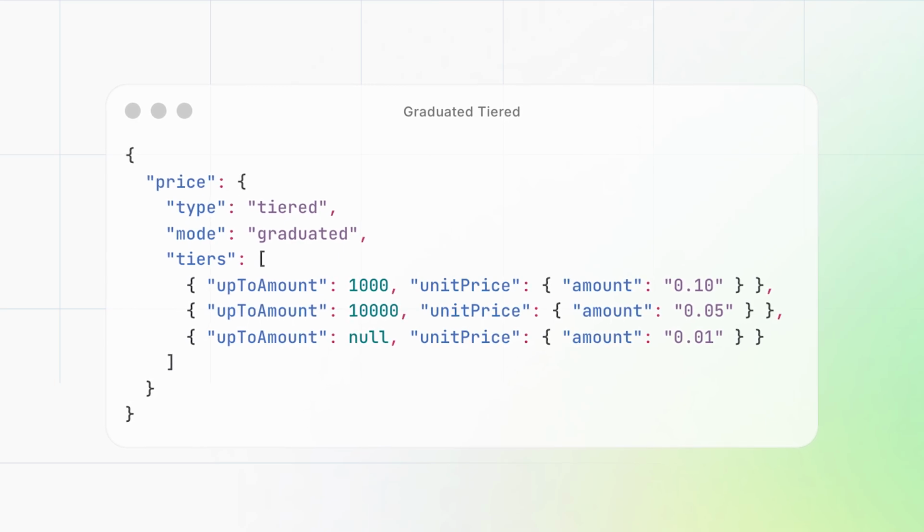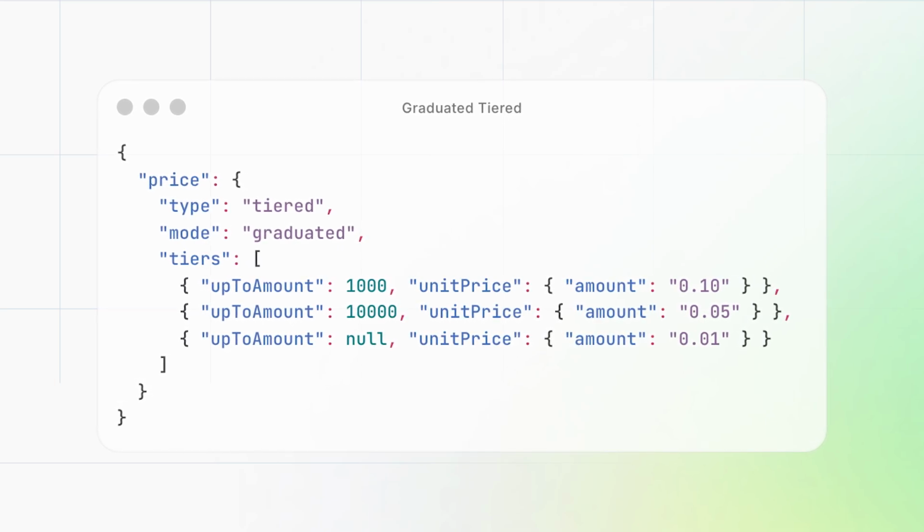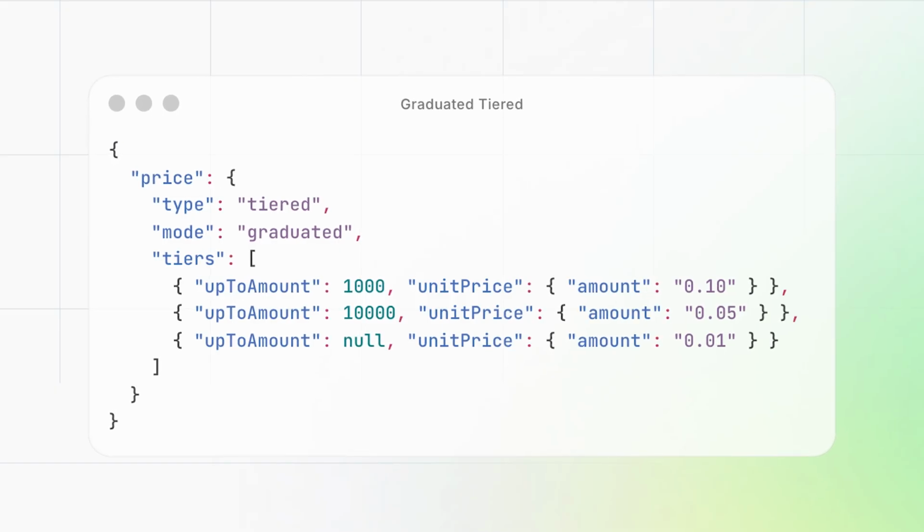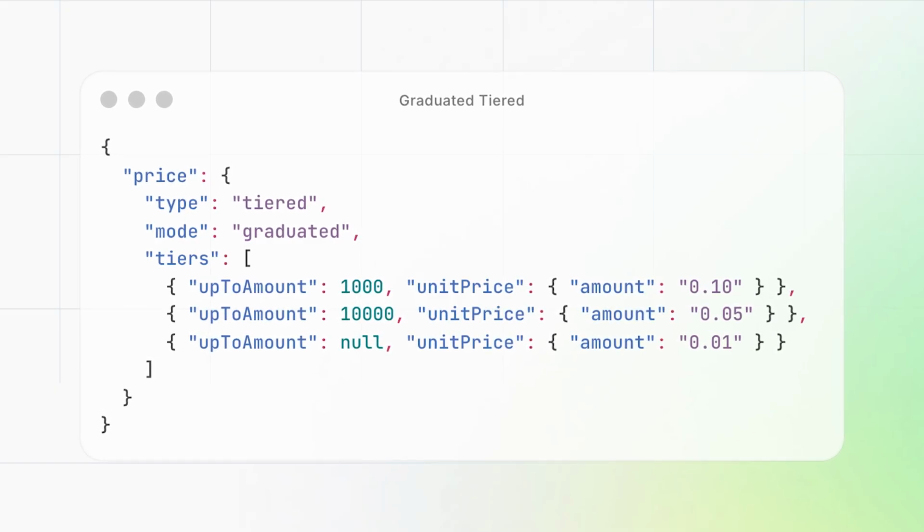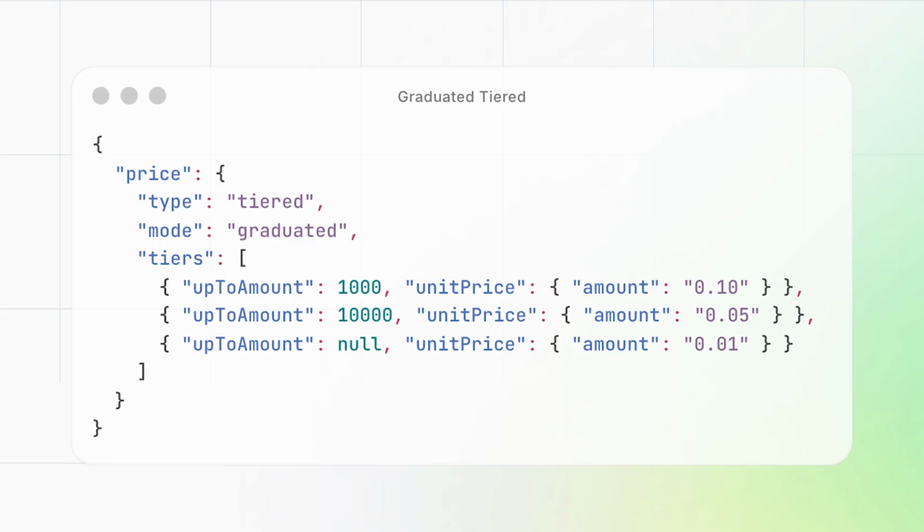Graduated tiered pricing charges different rates at different usage levels. Each unit is charged according to the tier that it falls into. So a customer using 15,000 requests pays for the first 1,000 at 10 cents, the next 9,000 at 5 cents, and the last 5,000 at 1 cent. There's also volume tiered pricing, where all units are charged at the rate of the highest tier reached. Same tier structure, but 15,000 requests would cost 15,000 times 1 cent, so $150. And then there's package pricing, which sells usage in fixed bundles, like $10 for 1,000 requests, which means that 1,001 requests would actually be 2 packages, twice the bundle cost.